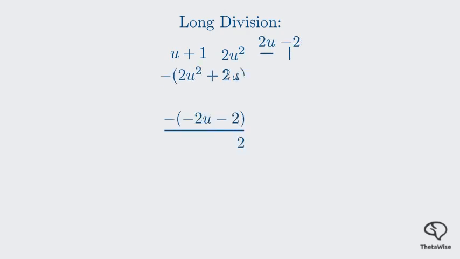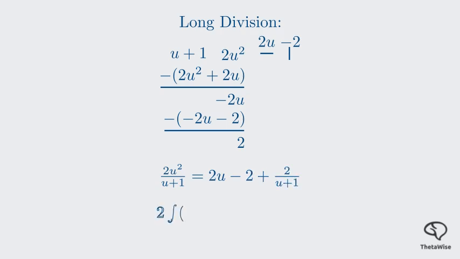What do we multiply u by to get 2u squared? That's 2u. We write 2u above the u. Multiplying 2u by u plus 1 gives 2u squared plus 2u. Subtracting this leaves us with negative 2u. Then we bring down the next term, which isn't there, so we write negative 2u. Now we ask, what do we multiply u by to get negative 2u? The answer is negative 2. Multiplying negative 2 by u plus 1 gives negative 2u minus 2. Subtracting this leaves a remainder of 2. So 2u squared over u plus 1 is equal to the quotient, 2u minus 2, plus the remainder, 2, over the divisor, u plus 1.